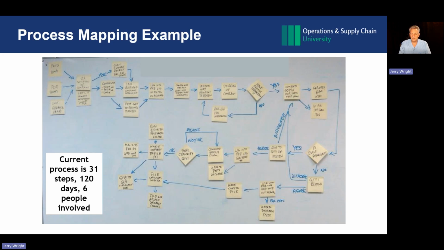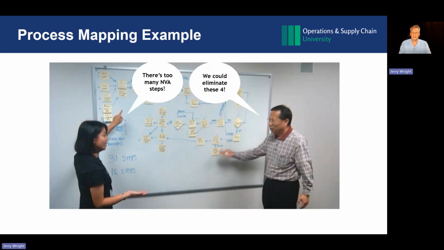So I said, hey, let's look at all these different process steps and which ones we could eliminate because they're really non-value added. And the team jumped right in. They said, oh my gosh, there are too many non-value added steps. We could eliminate these 4. And if you notice, there are 31 steps. The goal was to try to get to 16 steps or less.